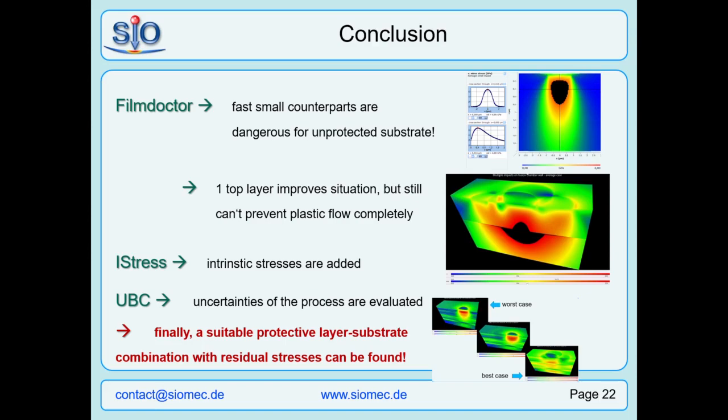Finally, the SIO software Uncertainty Budget Calculator evaluated the uncertainties of the process by taking into account the unknown parameters and the ranges of variation. Animations visualized that using intrinsic stresses in a one-layer substrate combination would indeed protect the fusion chamber wall against the investigated impact counterparts very well, but still, worst-case assumptions could harm the system.